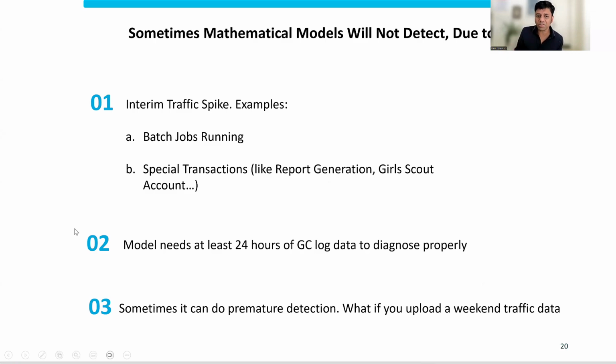Also, for this model to work properly, you need to upload at least 24 hours of log data. It's a best practice: whenever you do GC analysis, upload at least 24 hours of log data. Why 24 hours? Because in 24 hours, your application will have seen both the high traffic tide as well as the low traffic tide. You don't want to make your study just on peak traffic volume, or when your traffic volume is very low, because that could lead to mishaps. So upload 24 hours of log data to diagnose it properly.